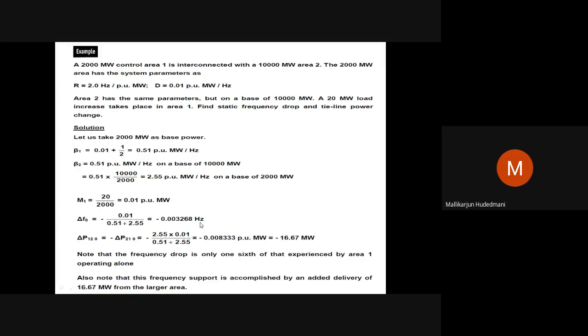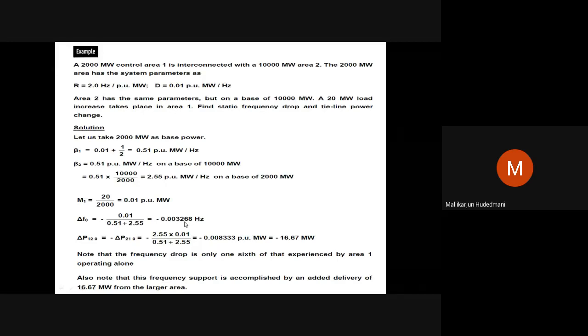Why is it in hertz? I have conveyed to you that in some problems we define delta omega or delta f in pu, but in this calculation you must see the dimension. Here it is megawatt per hertz, and here also megawatt per hertz. When I take a ratio, what remains is hertz. The outcome of this is hertz, hence it is hertz here.